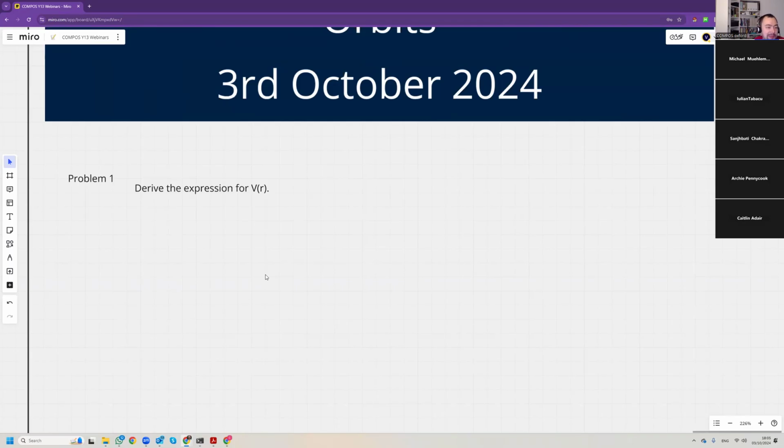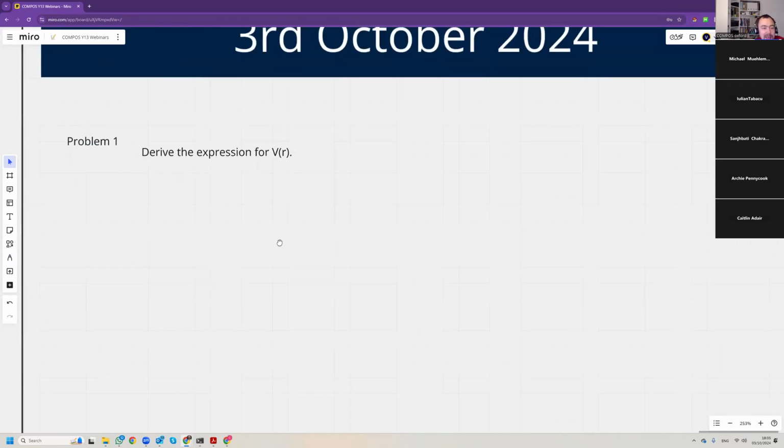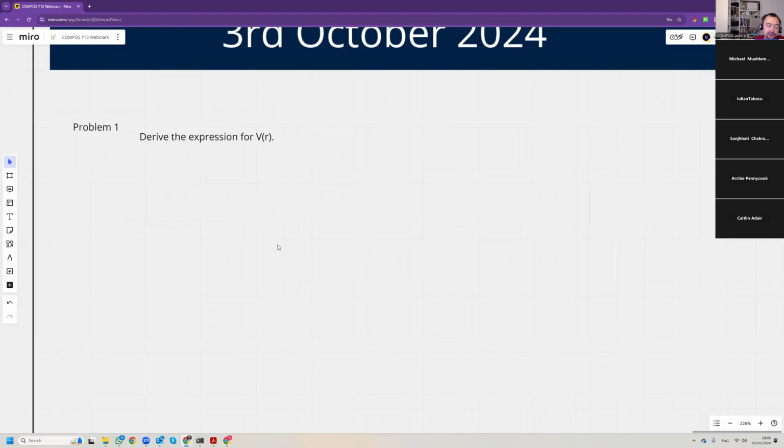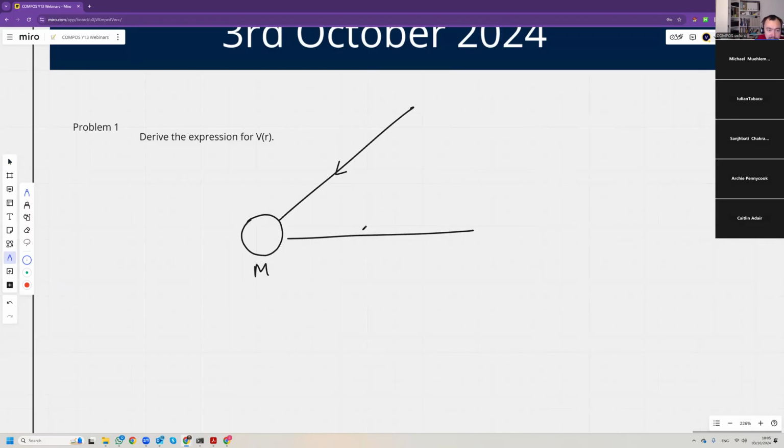There are expressions for the potential energy of a gravitational field. So what does that mean? That means we have a massive object in space of mass, let's call it M capital, and there's a field around it. Sorry, the field is obviously in the opposite direction. So this is a gravitational field. It's a radial gravitational field.